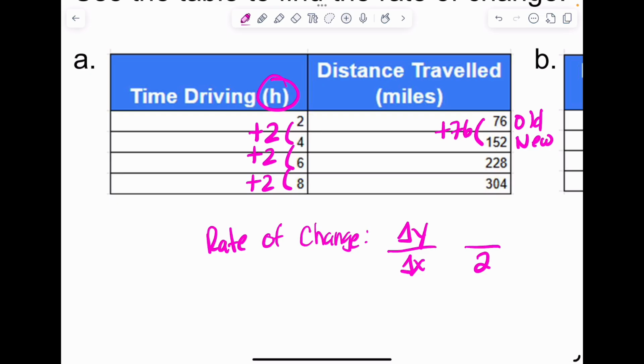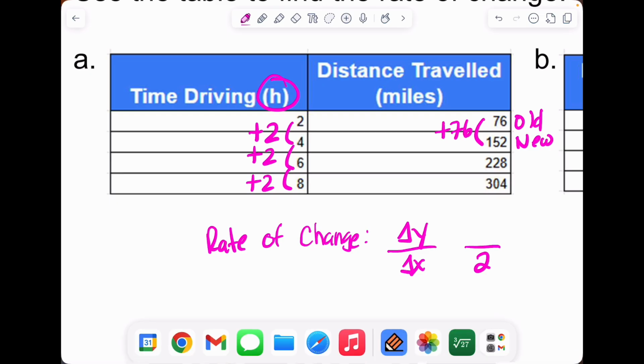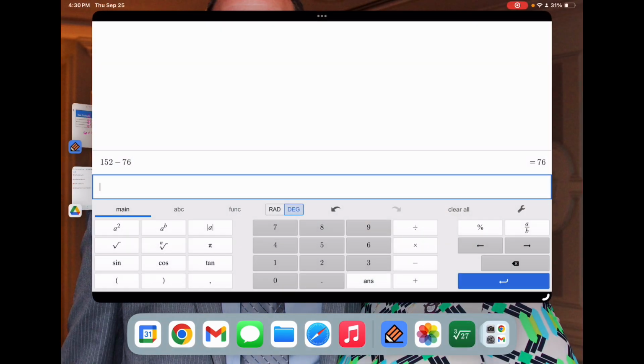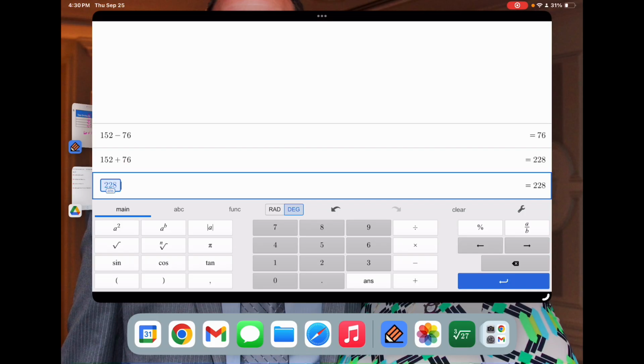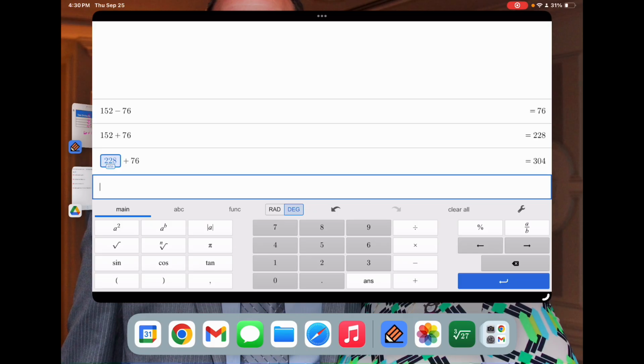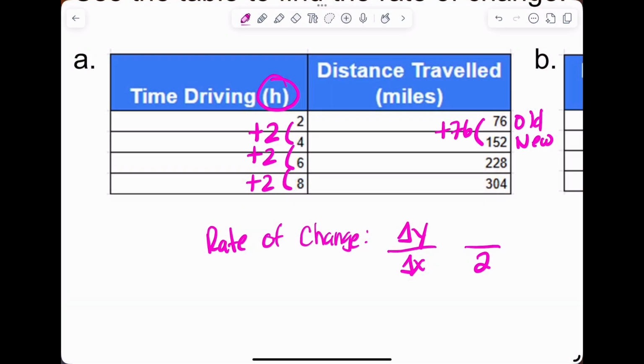Okay, let's keep seeing if that pattern holds. If I take 152 and I add 76, bingo, I get 228. And if I take that plus 76, I get 304. So we keep adding 76 in the table. So adding 76 is my change in y.